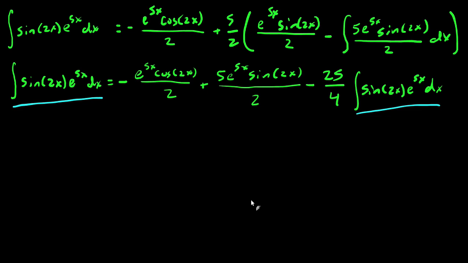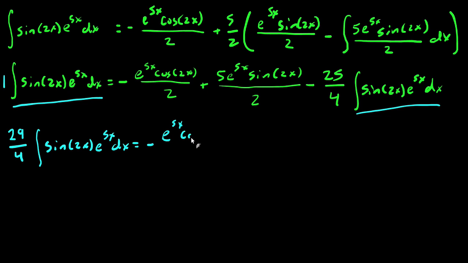And you might be thinking, well, hold on, what do I do if they're the same? I just went in a big old loop and didn't get anywhere. But you did, because I can solve this like an equation. I will add 25/4 of this to both sides, so I have one of these integrals here, 25/4 of them here, and when I add, I will get 29 over 4 times this integral is equal to this mess, so negative e to the 5x cosine 2x over 2.